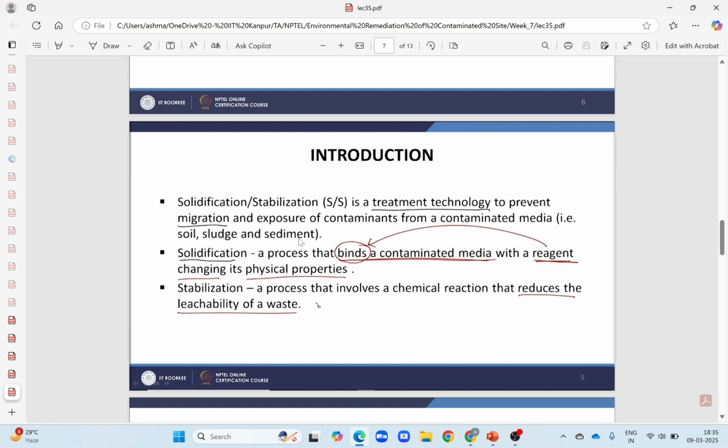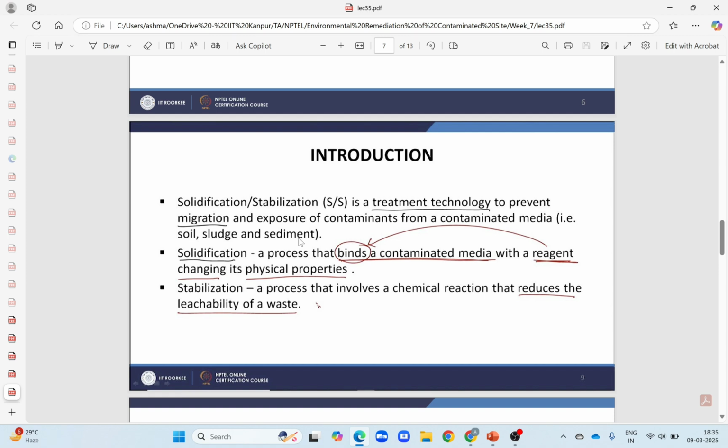So the factors which need to be considered in the selection of stabilization and solidification are treatability studies and solidification and stabilization specification to evaluate performance. So the type of contaminants to be treated, cost consideration and long-term performance. So the reagents we are using to bind or reduce the leachability of the contaminant should last for a long period of time so that the pollutant is not getting more mobile.